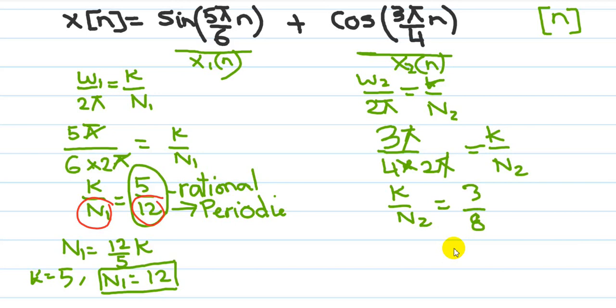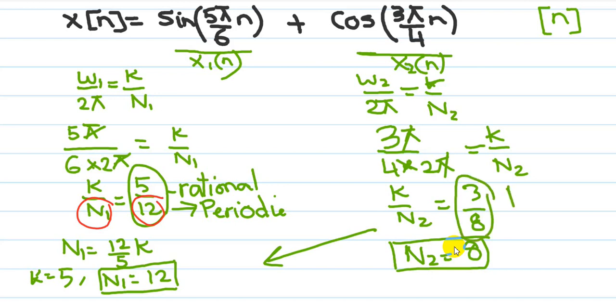Okay, so we get 3 by 8, and we can use the same approach as before and end up with n2 equal to 8. In this case, we can assume that the value of k is equal to 3. So when k is equal to 3, we have n2 equal to 8. Also, this was a rational number, so this is also periodic.